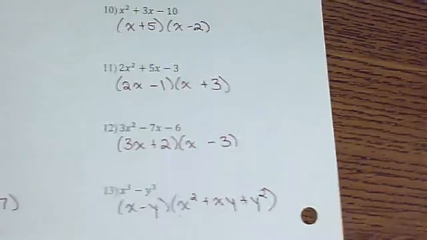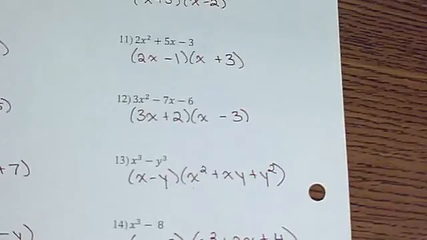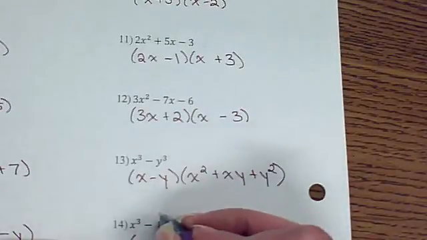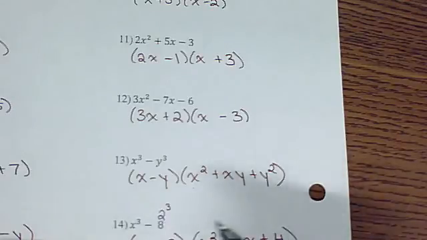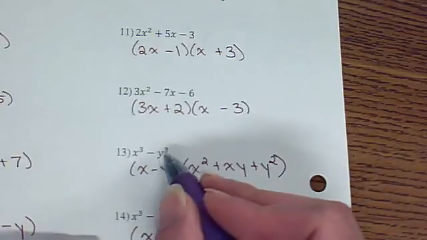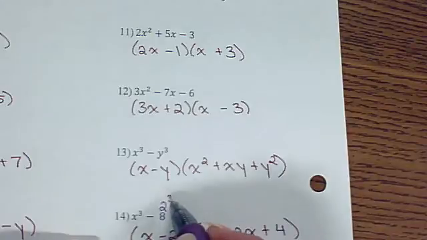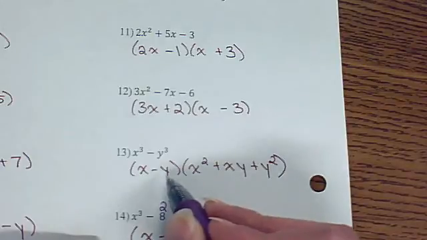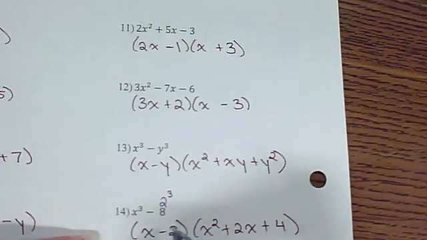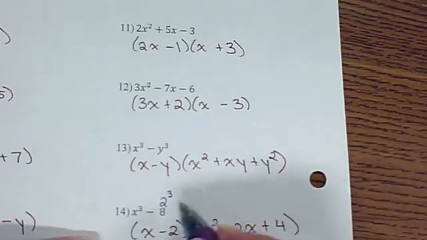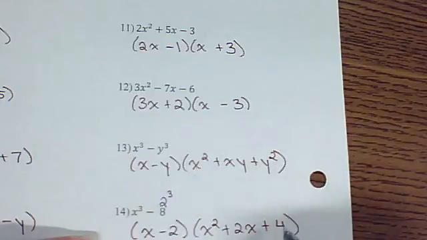So let's see on this next one. I had x cubed minus 8. Well, 8 is really just 2 cubed. So instead of having y cubed, this time I have 2 cubed. So everywhere there's a y, I'm going to put a 2. So it'd be x minus 2, and then x squared plus, it said it was x times y, so that's 2x, plus y squared, that's a 2 this time, so that's just 4.